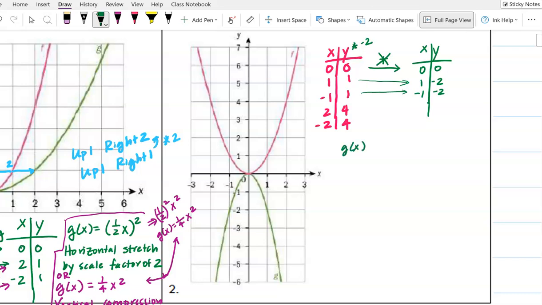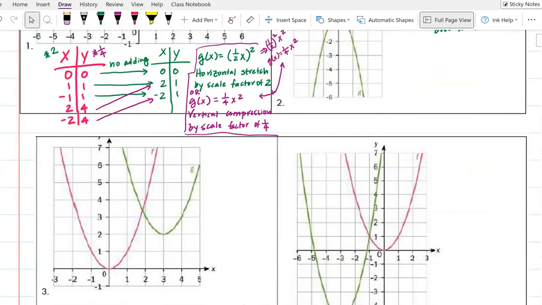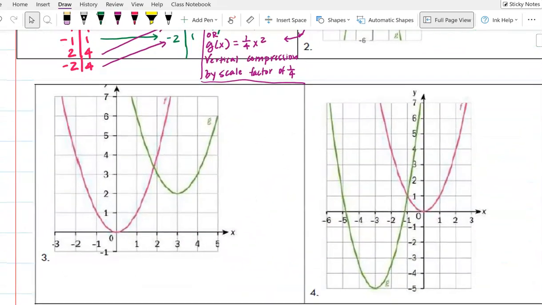So my g of x is going to be negative 2x squared, which is a vertical stretch by scale factor of 2 and a reflection over the x-axis. Okay. Next, number 3.